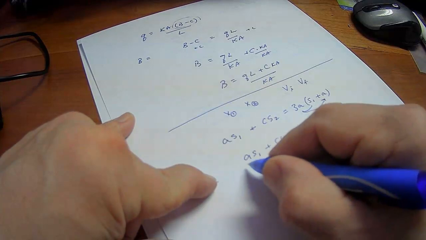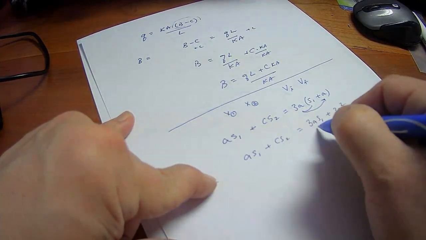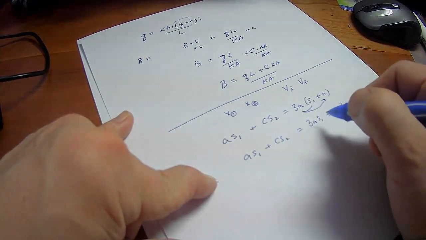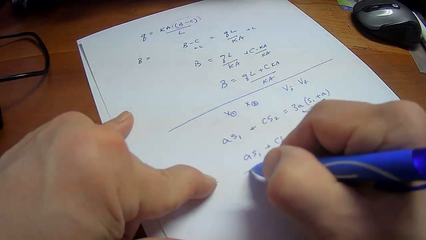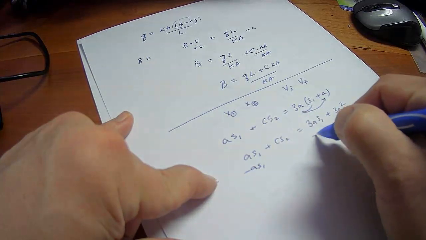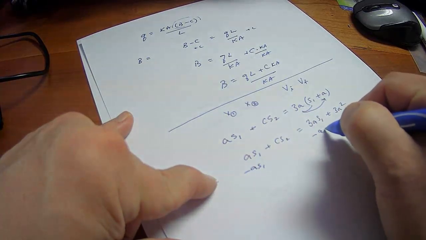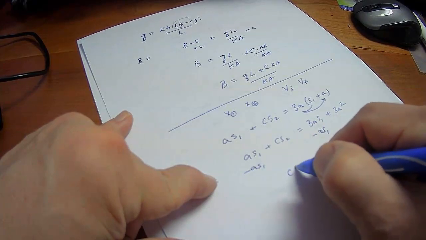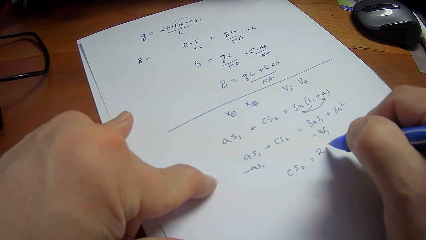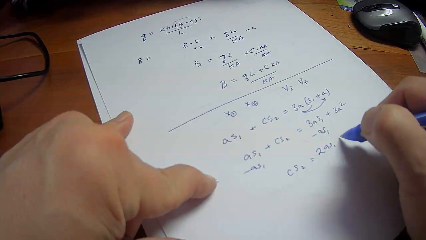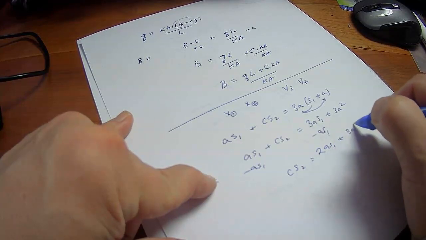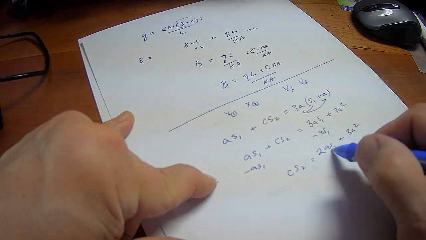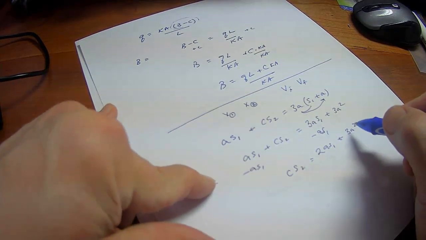I could subtract 3AS1 from both sides, but then I have a negative quantity over here, and I'll have to play with that later. So let me go ahead and subtract AS1 from that side and AS1 from that side. When I do that, I'm going to have CS2 is equal to 2AS1 plus 3A squared. And I think we're in a position now where we're getting pretty close to our answer.